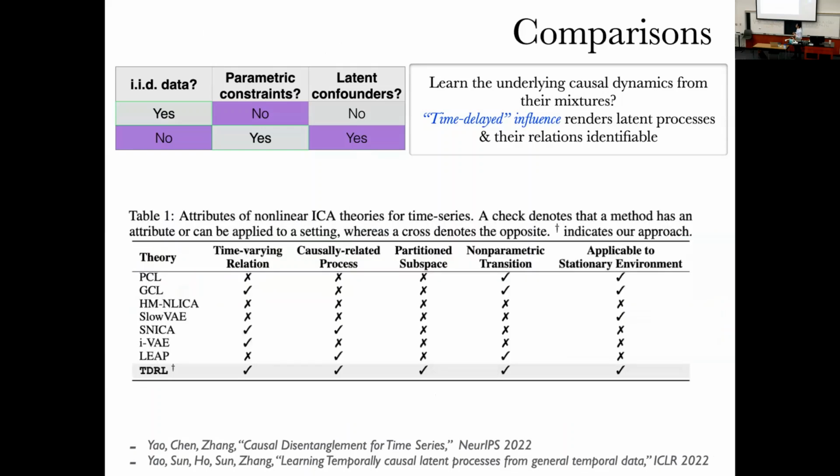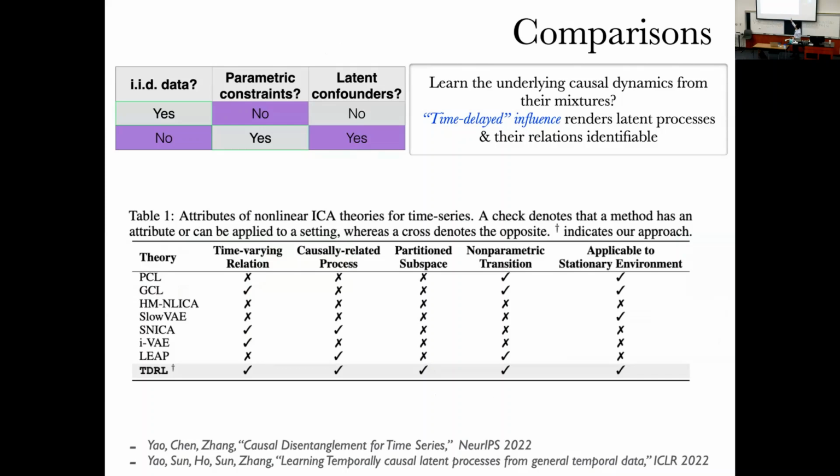So right here, you can see a comparison of different methods. The first one is, I forgot it, contrastive learning. P is for, I forgot it, but basically it was proposed by a prior work. And the second one is generalized contrastive learning and so on.